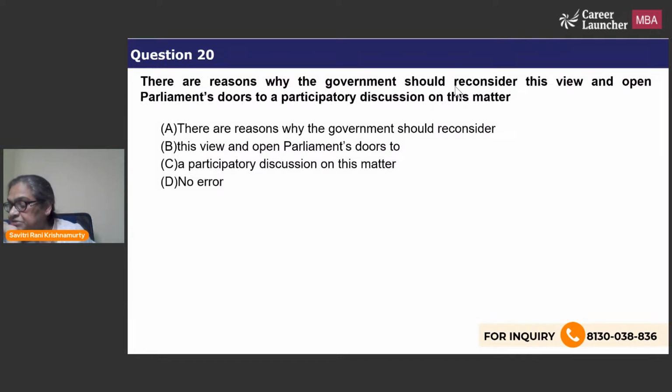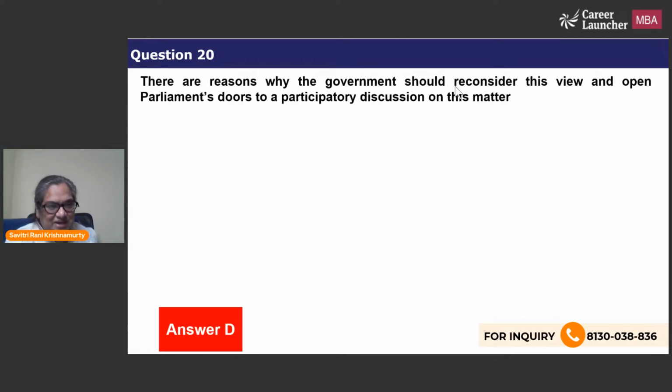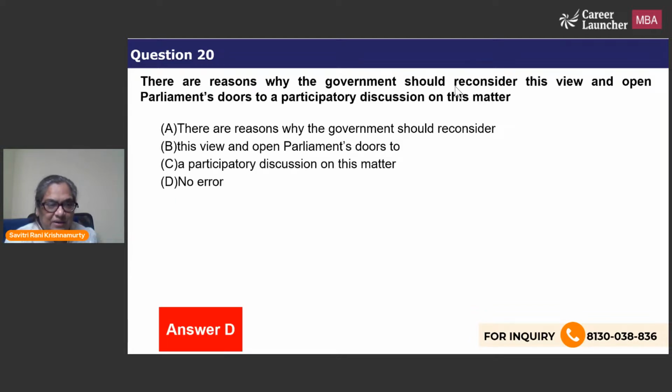So I've taken it from the middle of a passage. The government did not allow discussion on the Adani matter, and the editorial said that the government should reconsider this view and open Parliament's doors. The doors of Parliament would be better, but Parliament's doors is accepted. That is why I chose the sentence. This was written in the editorial itself. Okay. Awkward, but no error.